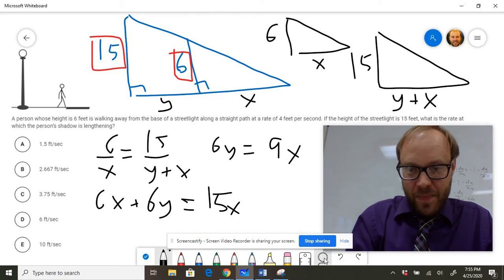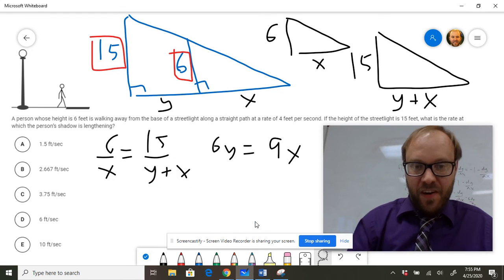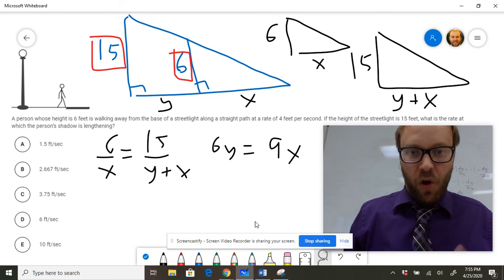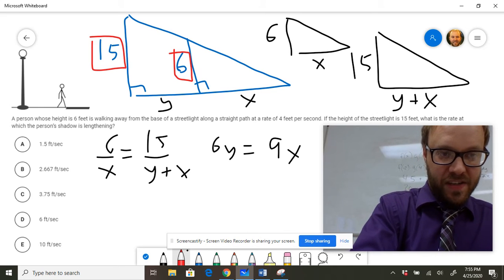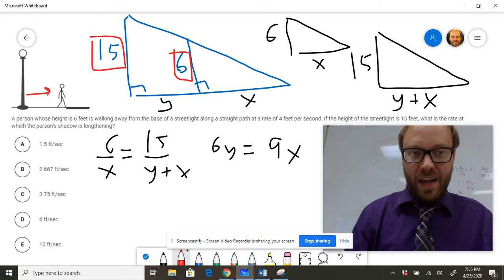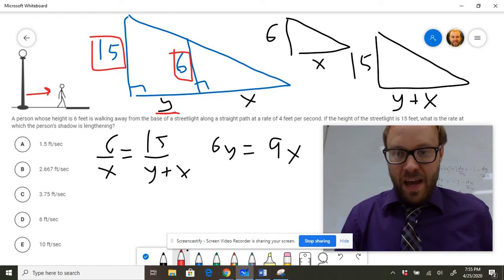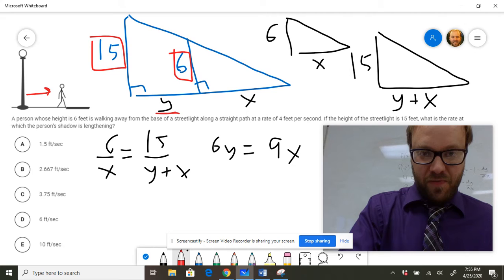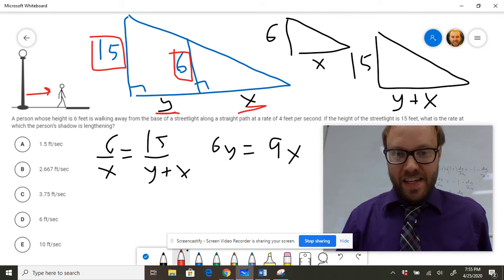Anyway, at some point, we need to actually put some rates in here. So where do the rates come from? Well, notice that the person is walking away from the base of the post. So this distance is changing as the person walks away. That's the rate of change of y. That's going to be a dy dt. It's the rate of change of the y variable. Meanwhile, the shadow's rate of change, we've represented the shadow with an x. Its rate of change is going to be dx dt.